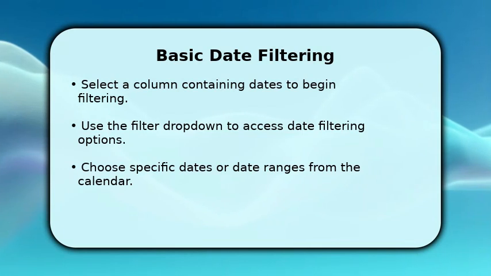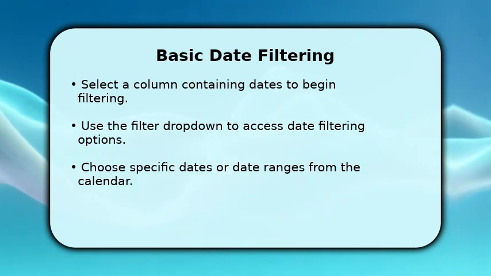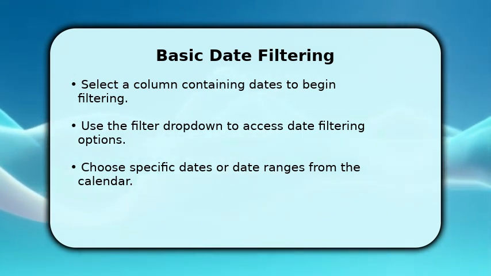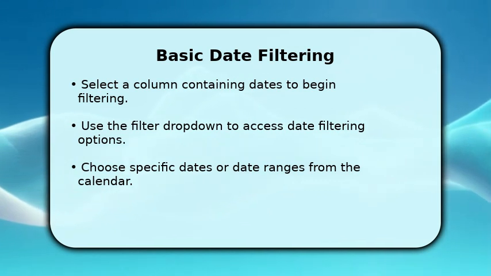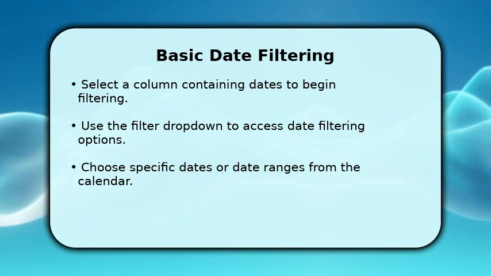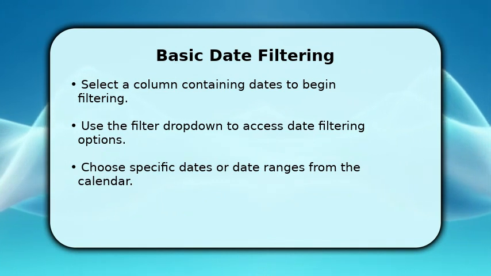To apply a basic date filter, click the drop-down arrow on your date column. Excel automatically groups dates by year, month, and day. You can expand these groups to select individual dates or uncheck entire months or years. For example, you might want to see all entries from a particular quarter. This simple method helps you quickly narrow down your dataset.